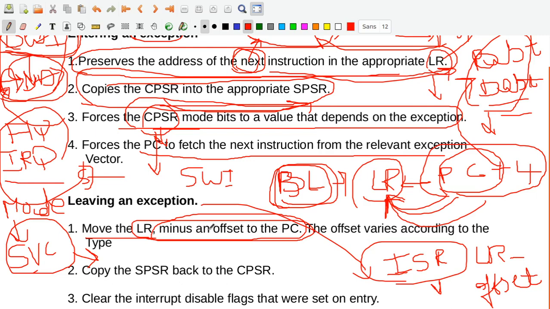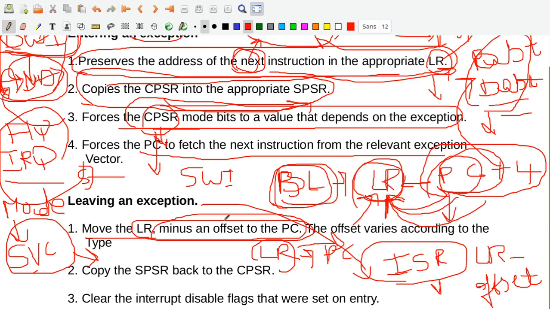But you have to move, just one thing to understand here: the link register is copied back to the PC. You can observe we have written earlier here that PC is copied to the link register, because in the beginning you have to know the return address. The return address is stored in the link register. So that's why you copy the return address from the link register to the program counter. Here you are storing the program counter, because the program counter has the address of the next instruction, which is stored in the link register.